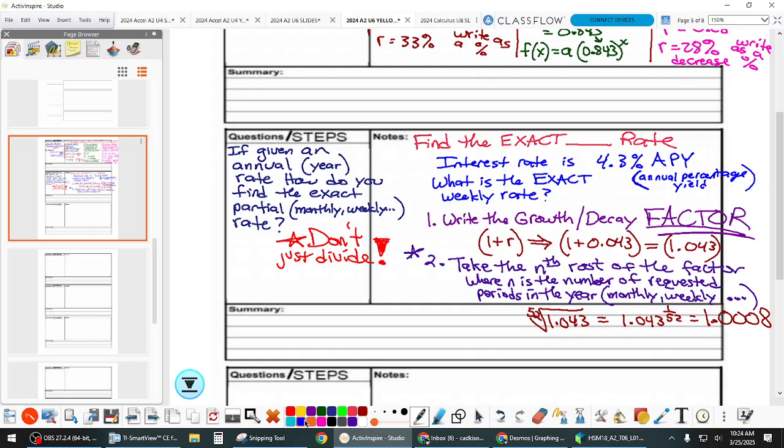Okay, so last step, just subtract your 1, like solve for r, in other words. Solve for r, as usual. So this is 1.0008 minus 1, which is 0.0008, which is what percent? 0.08%. Okay, so it's a decent annual rate. Weekly, though, we're way down there. That makes sense. Okay.